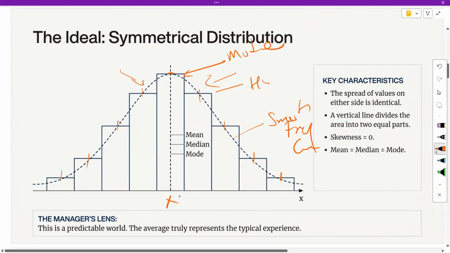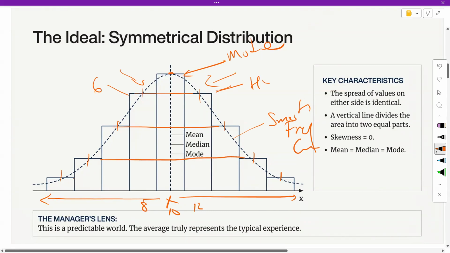Look here, the right side and the left side. There are equal numbers of equal values. Say if it is 10, say if it's 12, this is 8. How many observations? Say 6 observations, also 6 observations. Why? The heights are equal, and this height is also equal to this, and this height is also equal to this observation.